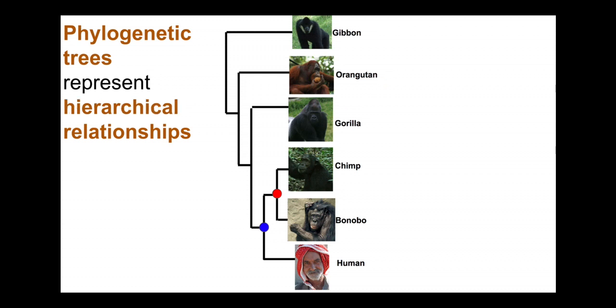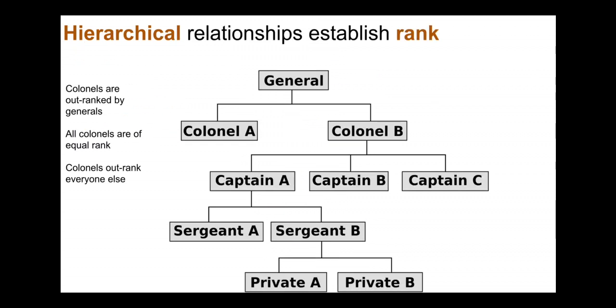Now we'll be using this case study of apes to talk about hierarchical relationships in particular, how we can understand hierarchical groupings of species and genera and nested relationships of genera. So hierarchical relationships are all about rank. And so a classic example would be military ranks. So we'll focus on colonels here. Colonels, we would say, are outranked. They are lower in the hierarchy than generals.